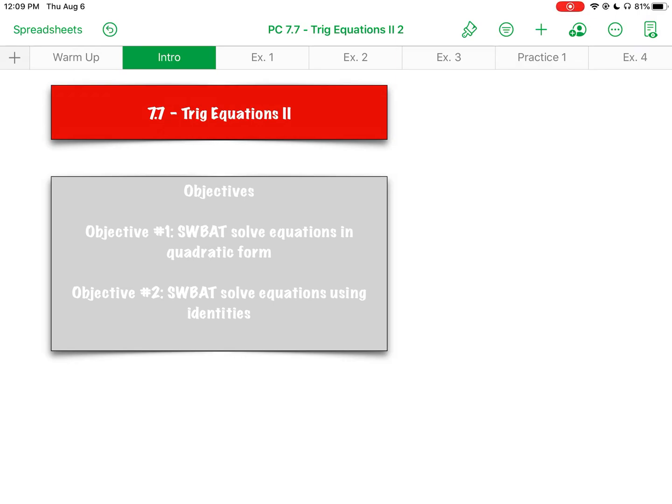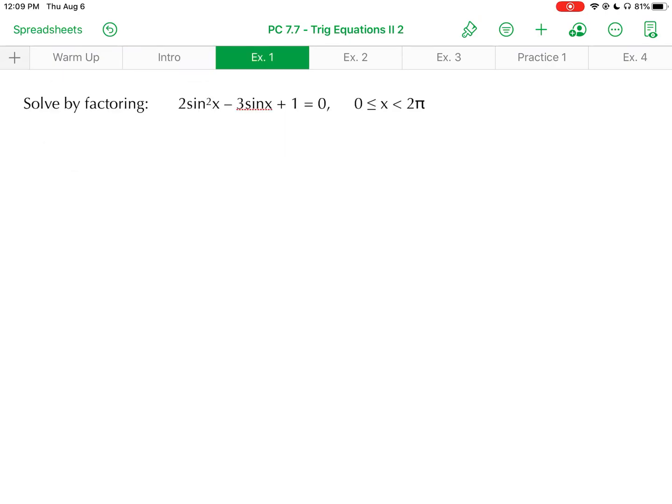What's up, everyone? This is our last section of Unit 7, 7.7, looking at some more trig equations. All of these equations we're going to be able to solve using factoring techniques or using other trigonometric identities, okay? So first example, we're going to solve this equation by factoring.